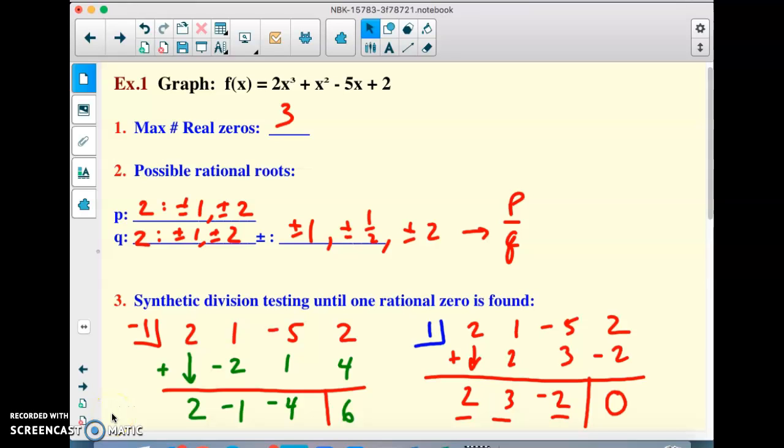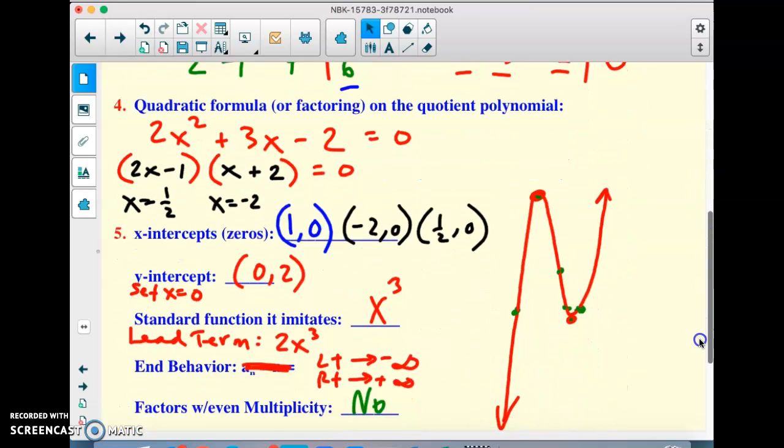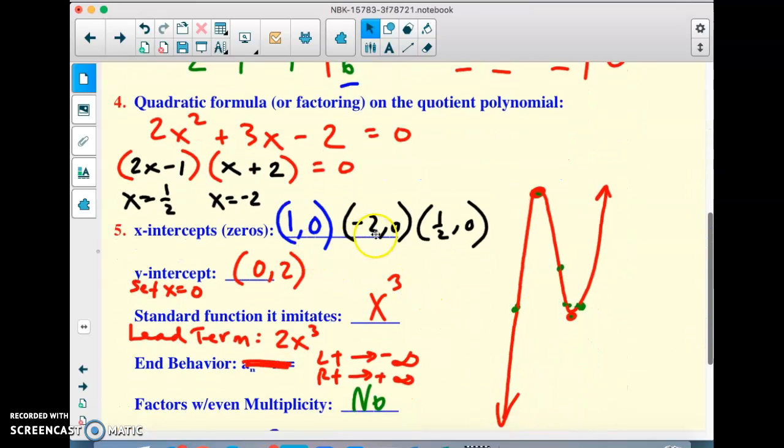Okay, so I went ahead and graphed this one on Desmos. Just want to make sure I point out a few things about the ordered pairs that I came up with. X-intercepts were (1, 0), (-2, 0), (1/2, 0). The y-intercept was (0, 2).